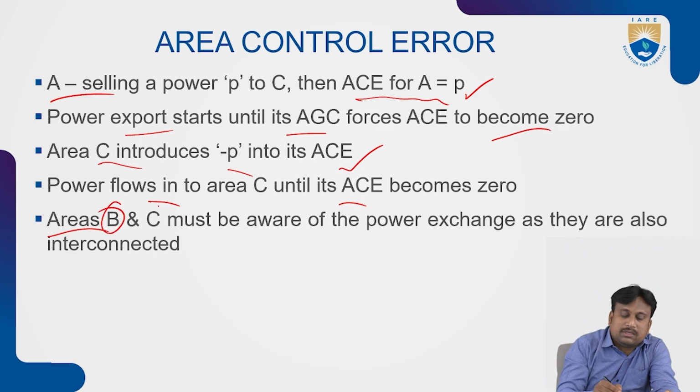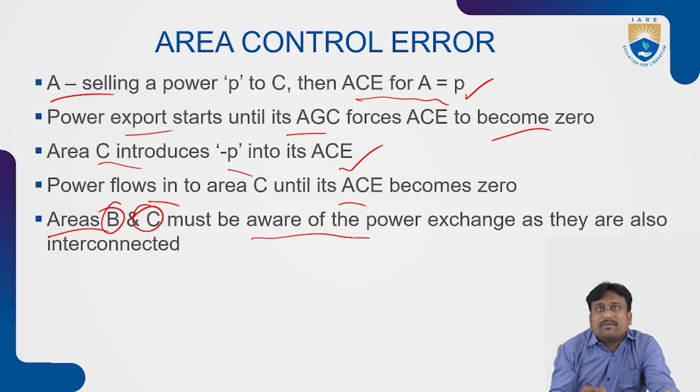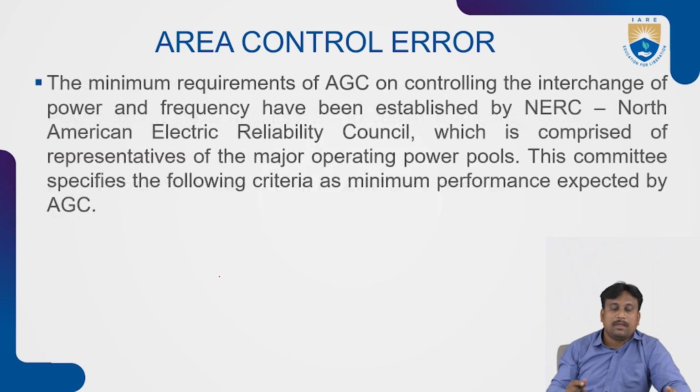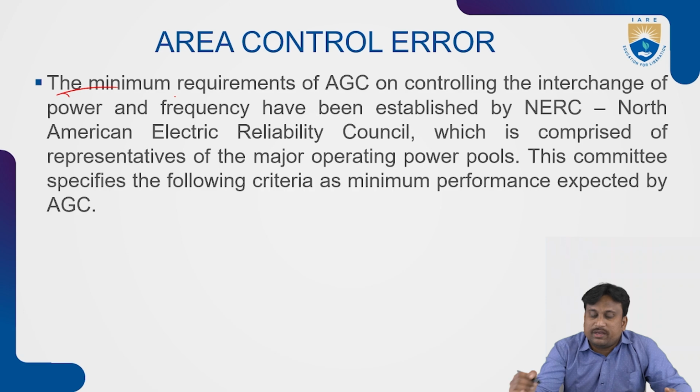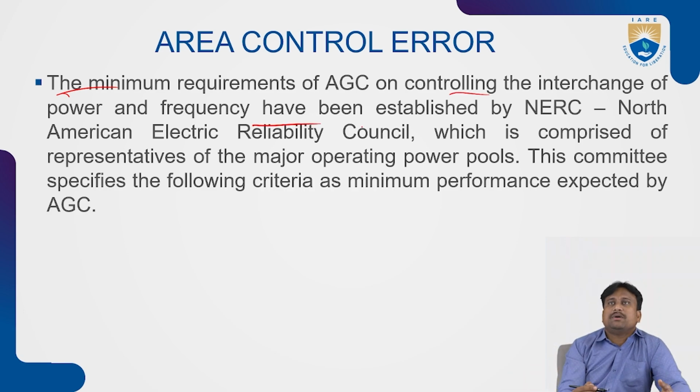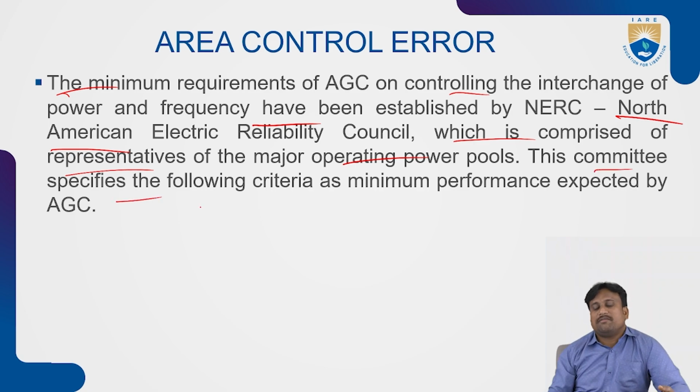Then areas B and C are assumed to be aware of the power exchange, as they are interconnected mutually. So the minimum requirements of AGC for controlling the interchange of power and frequency have been established by NERC. That means this was introduced by the North American Electric Reliability Council, which is composed of representatives of the major operating power pools. This committee specifies the following criteria as the minimum performance that should be expected of AGC.